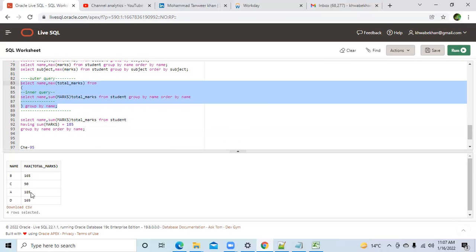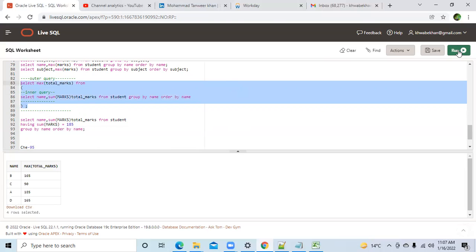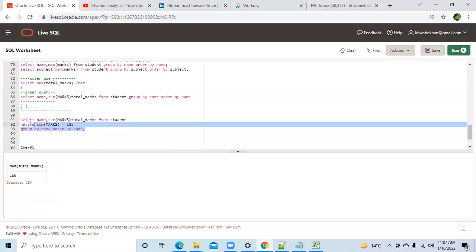It is giving me for each student. So we thought this is also not a correct way. From this query we will get the total maximum marks, and if I run this, we get the maximum marks is 185. Then I have written this query, and if I write HAVING SUM of marks equal to 185, this will give me the expected result. Let me run this.